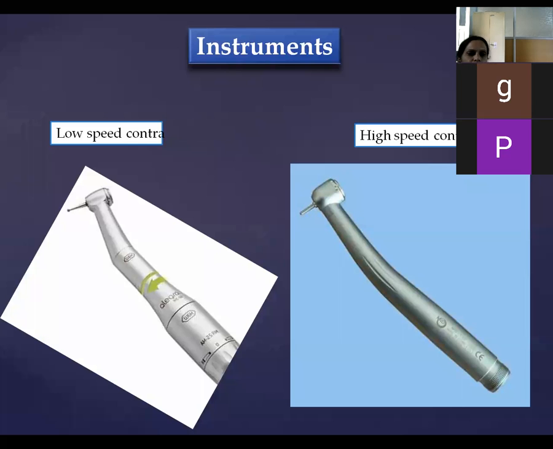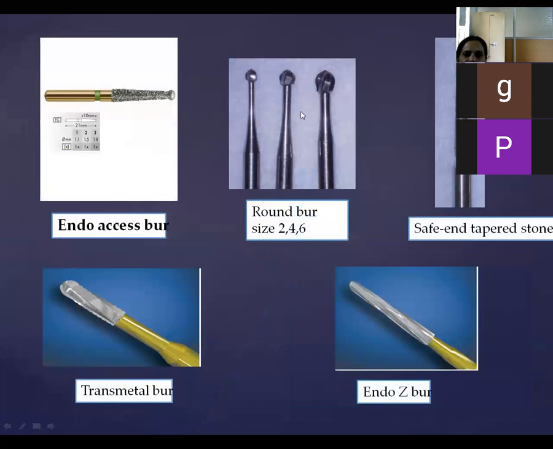Now, next is instruments. See, there are two types of instruments which are used in access cavity preparation. This is the high speed handpiece, that is your air rotor handpiece, and this is the slow speed handpiece. This is the endo handpiece, which is used for canal preparation. Next, these are the different burrs which are used for access cavity preparation.